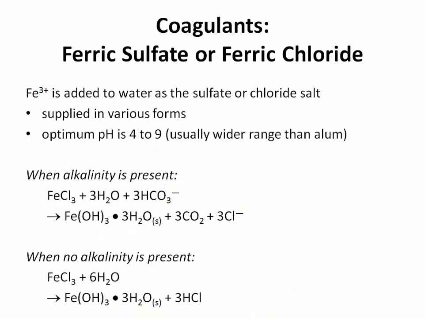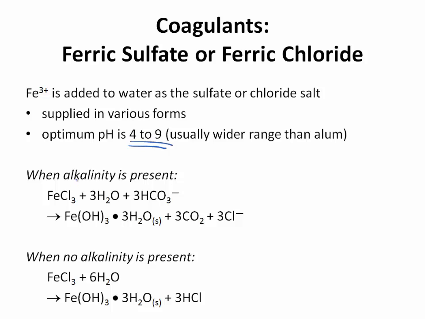Ferric as a coagulant is very similar. Iron can either be added in the form of ferric sulfate or ferric chloride, and I'm showing you the example with ferric chloride. The optimal pH of ferric is typically between 4 and 9. It usually has a wider range of optimal performance than alum. Again, that would totally depend on your source water.